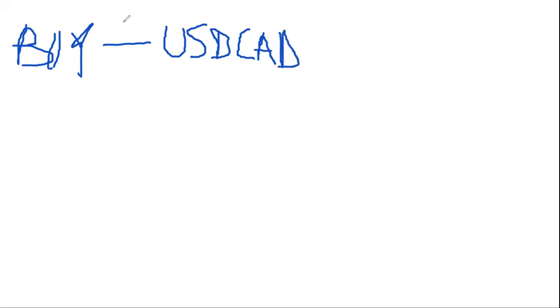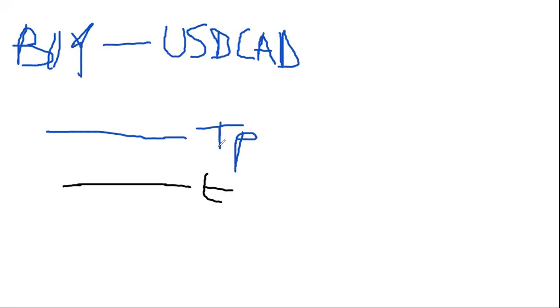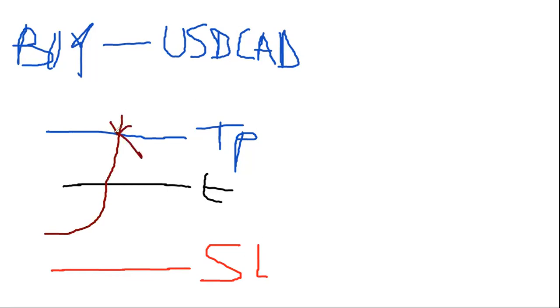Now, if you have USD CAD, let's say you are in this trade and this trade got to this spot. Let's say this is the entry point. This is the take profit, TP. Then let's say this is the stop loss. Now, immediately you pass this place, you're in profit. As it goes up, it hits your take profit. You have won that trade in profit.